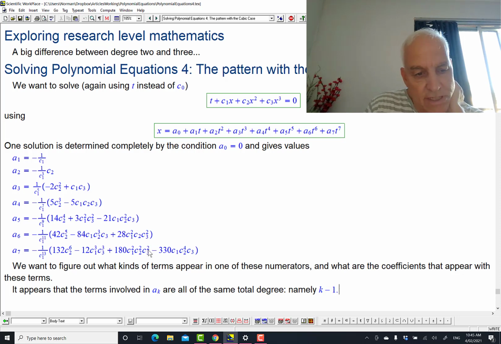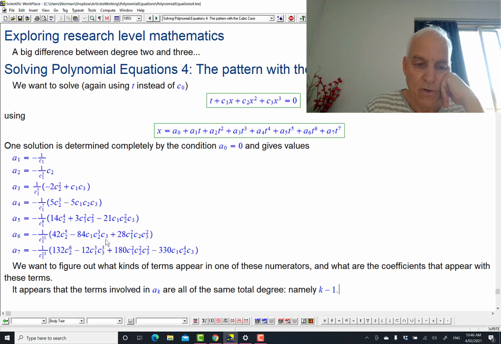So to see what that might be, let's look at, say, A6. C to the 5th. C1, C2 cubed, C3. C1 squared, C2, C3 squared. So one thing that you might eventually come around to realizing is that these terms all have an additional property. Namely, that if you take this exponent here, this exponent is 5, and you look at the index, which is 2, the product of 5 and 2 is 10.